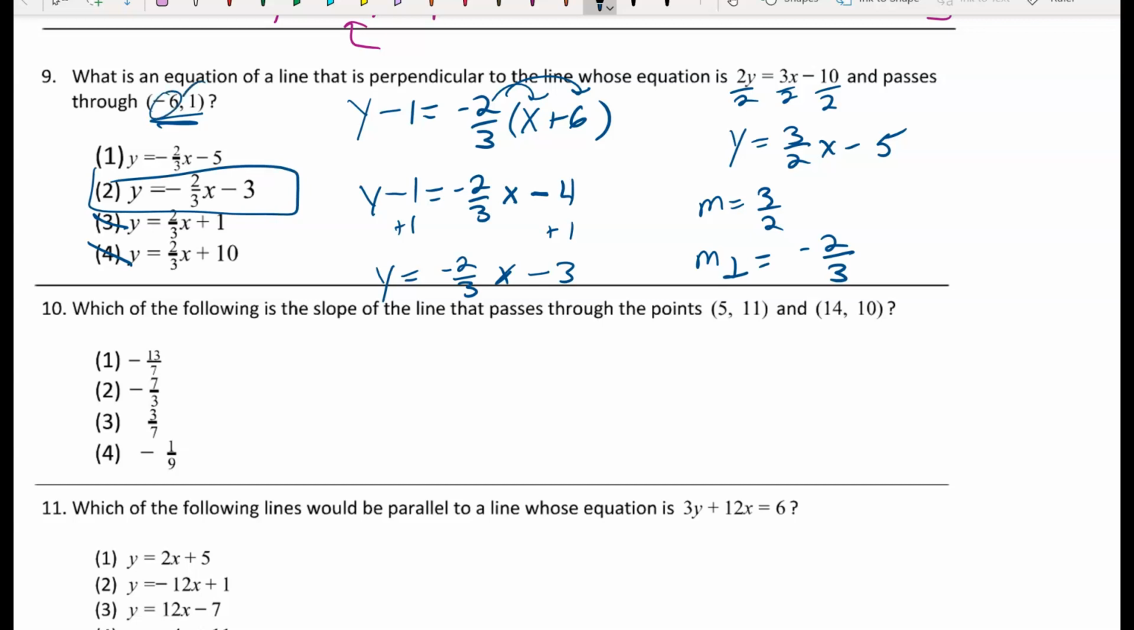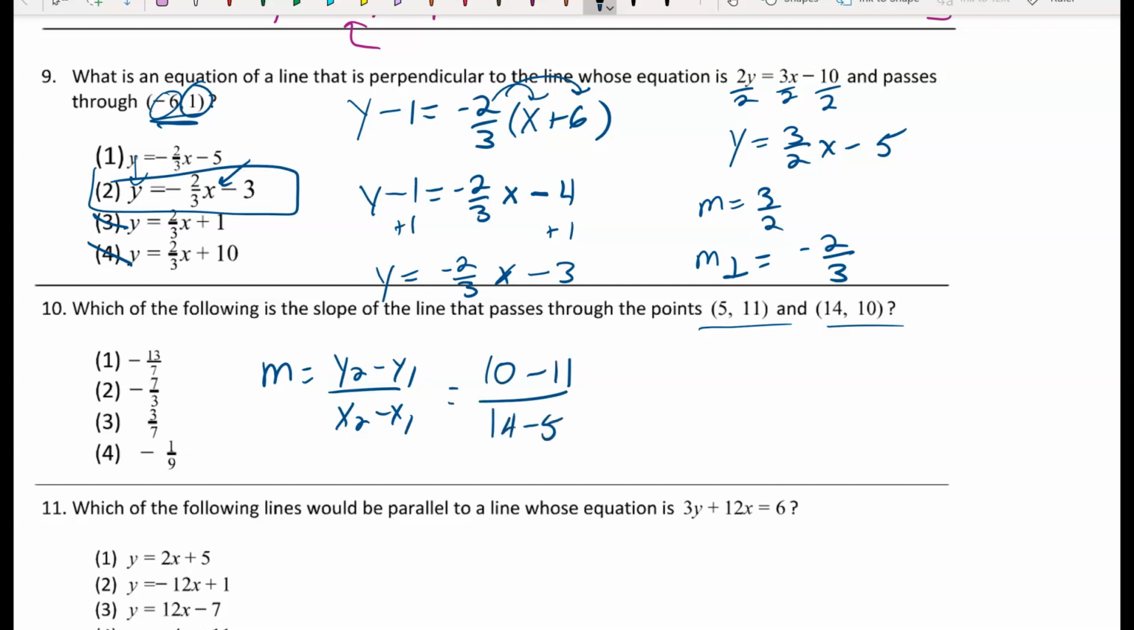Alternatively, you could have taken this point, once you narrowed it down, plugged in negative 6 for x, and plugged in 1 for y to see which equation was true when you plugged in that point. Number 10. Which of the following is the slope of the line that passes through these 2 points? Well, again, remember the slope formula is change in y divided by change in x. So if I substitute in there, 10 minus 11 over 14 minus 5 is just negative 1 over 9, or negative 1/9.